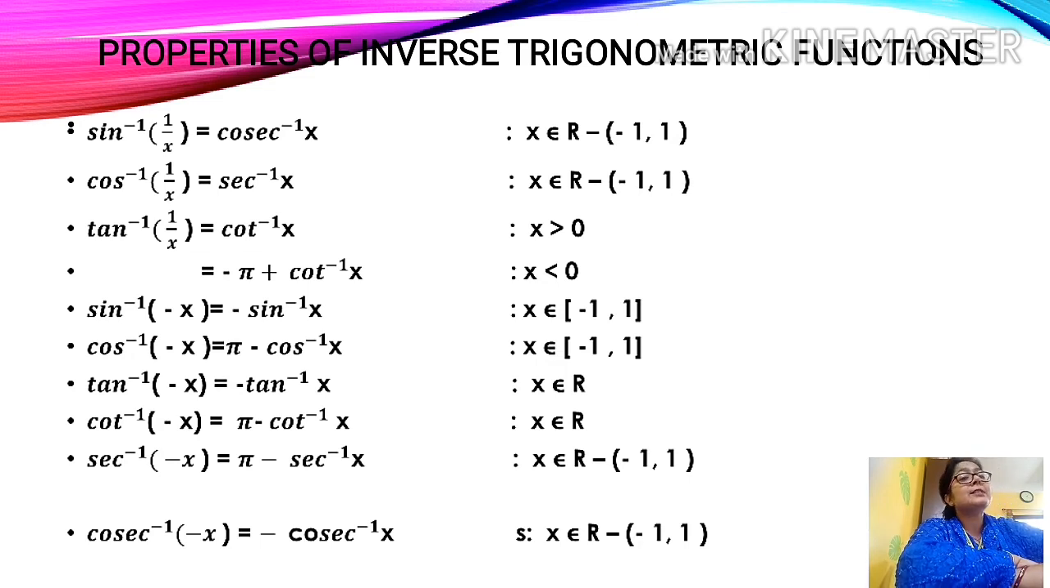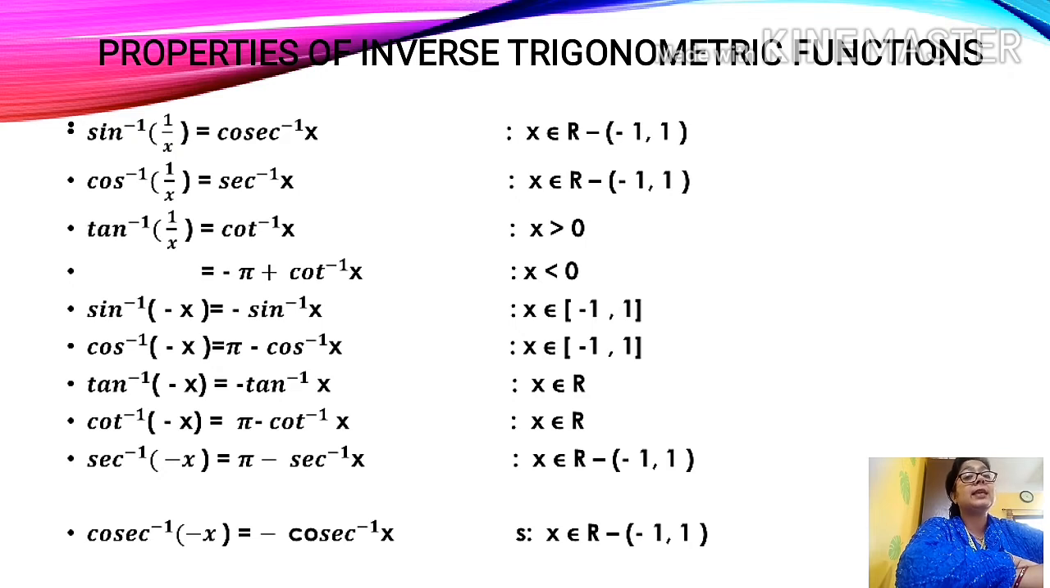Then sin inverse of minus x is minus sin inverse x; tan inverse and cosec inverse, these three are the same. That is, sin inverse minus x is minus sin inverse x. Tan inverse minus x is minus tan inverse x. Cosec inverse minus x is minus cosec inverse x.